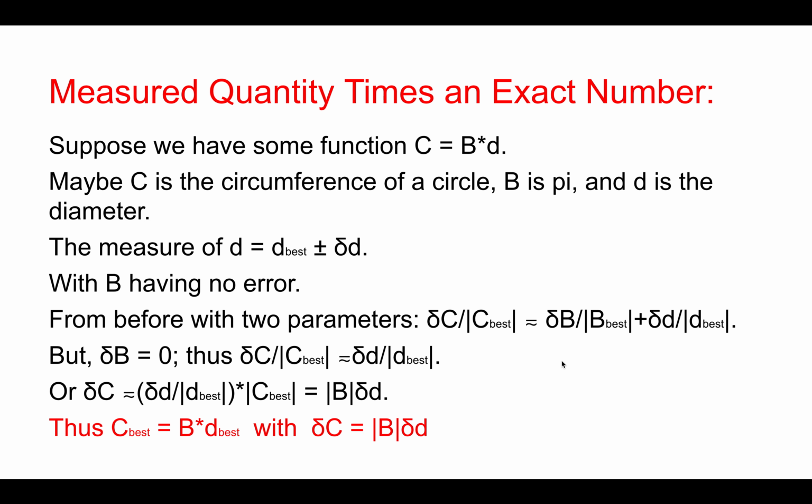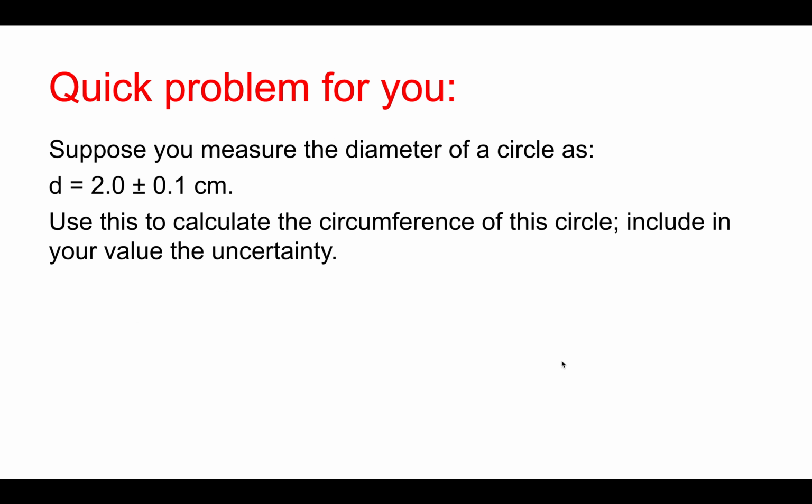Okay, so let's see an example. Suppose you measure the diameter of a circle, and the diameter is 2.0 plus or minus 0.1 centimeters. Use this to calculate the circumference of the circle, including the uncertainty. You can pause it here and try to work this out.